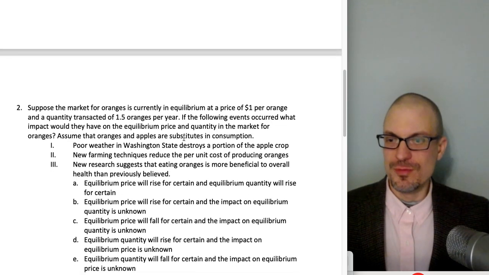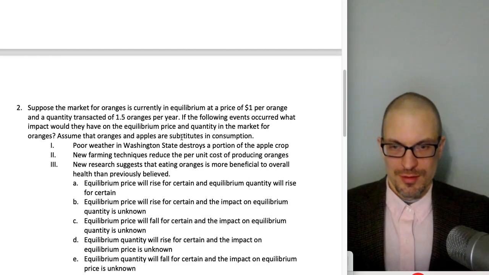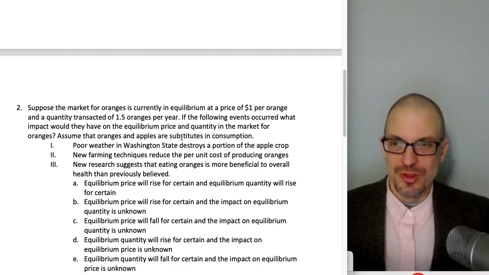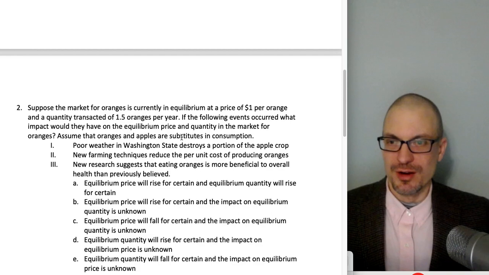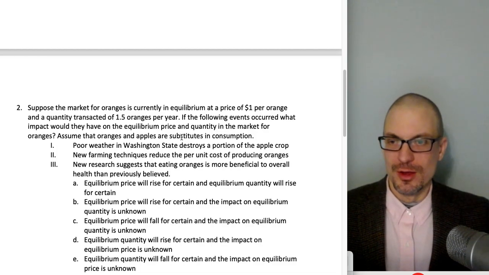Here's question 2. Suppose the market for oranges is currently in equilibrium at a price of $1 per orange and a quantity transacted of 1.5 oranges per year. If the following events occurred, what impact would this have on the equilibrium price and quantity in the market for oranges? Assume oranges and apples are substitutes in consumption. So on the demand side, there's substitutes.